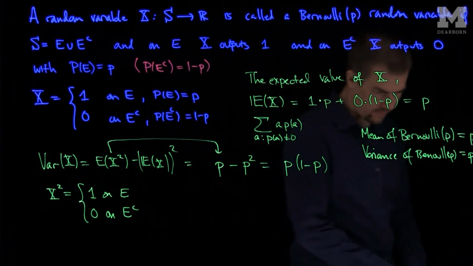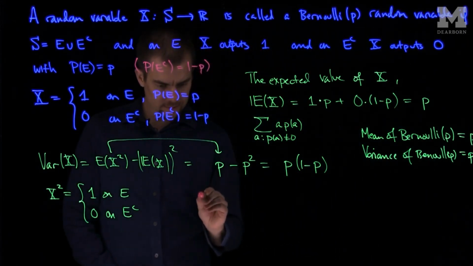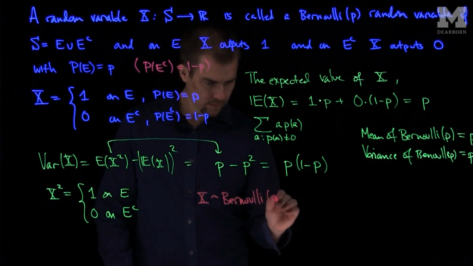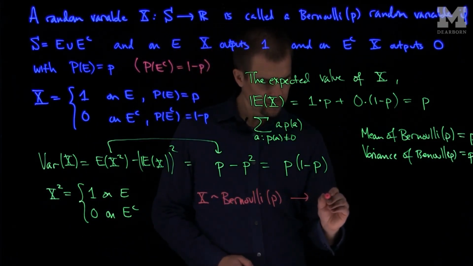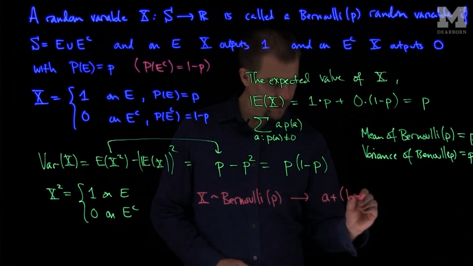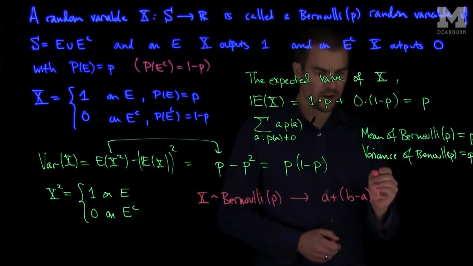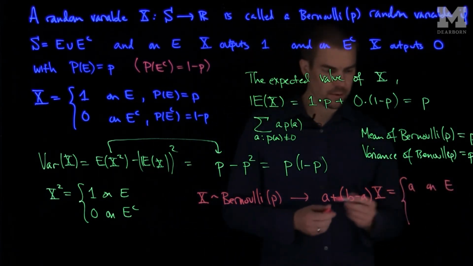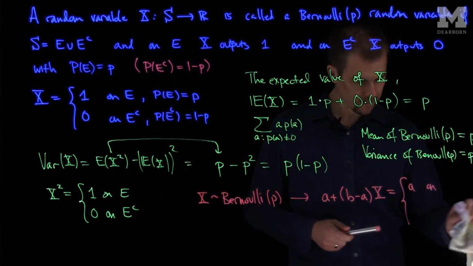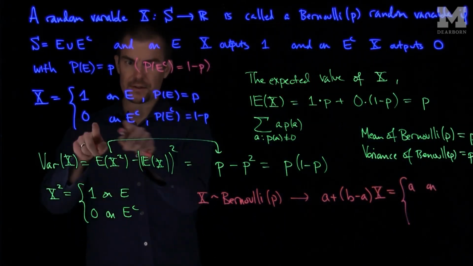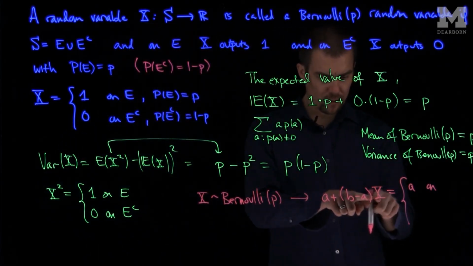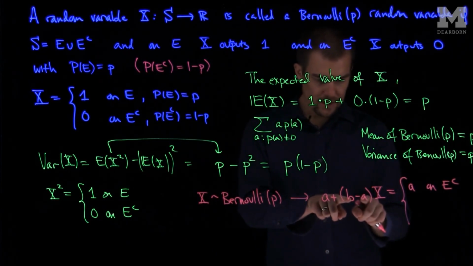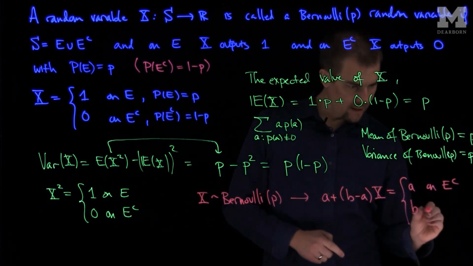Now, as one further remark on these Bernoulli random variables, if X is Bernoulli P, then we can consider the new random variable A plus B minus A times X. This random variable will be A on E complement, because if X is 0, and we know that X is 0 on E complement, then the X term will be 0 and we just have A. And then when X is equal to 1 on E, this will be B minus A plus A, so that will give me B on E.